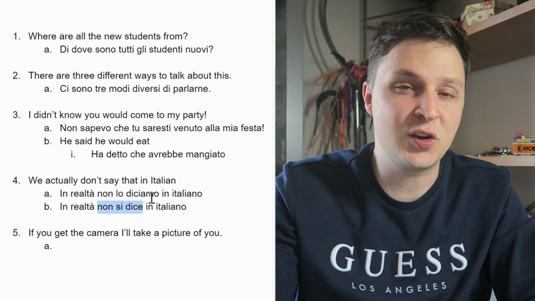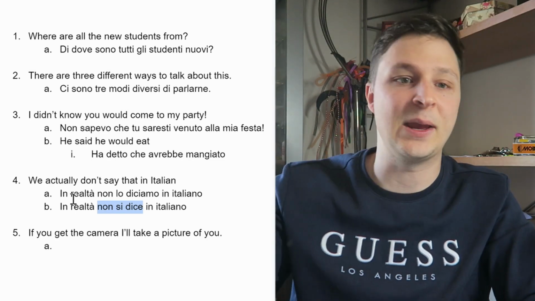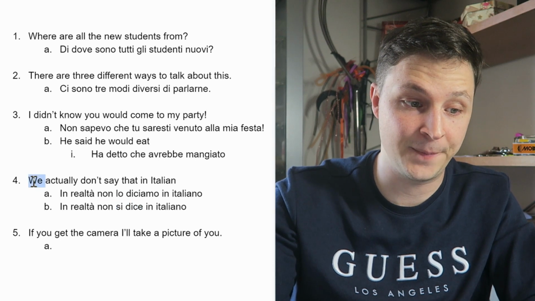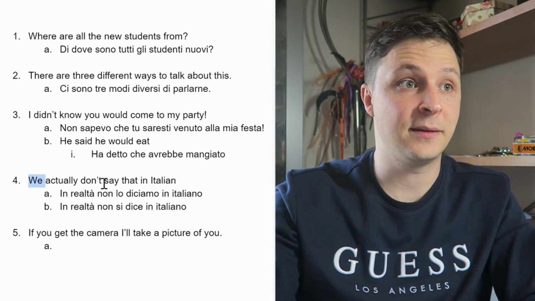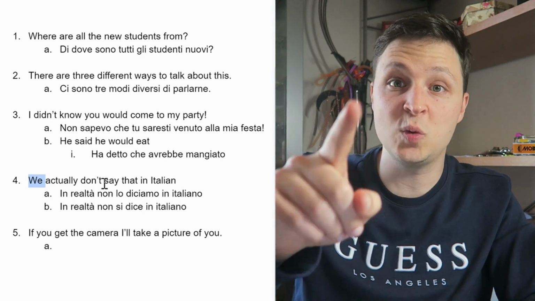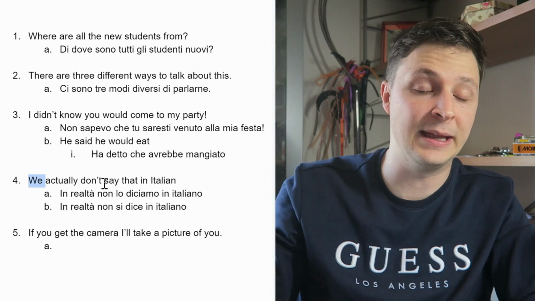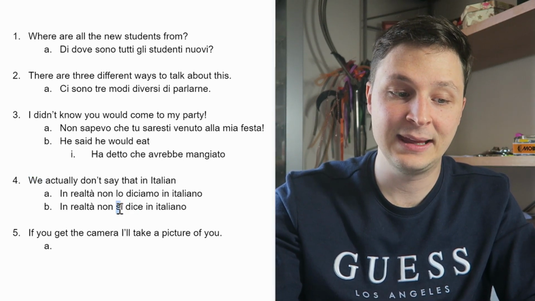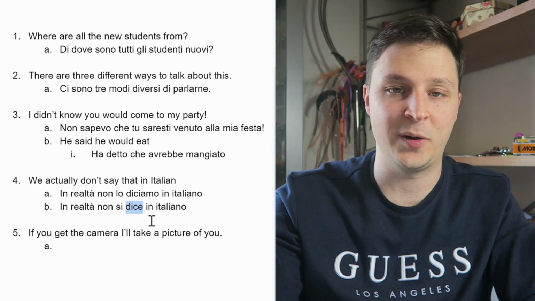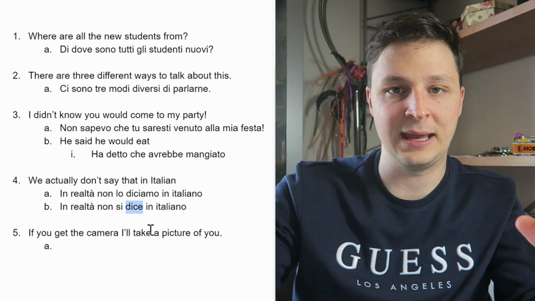So in English, we don't use this impersonal too much. We just say you, or maybe we even say we, like in my example here. In Italian, they just say one doesn't say it. So you don't do that is non si fa. Like one doesn't do that. The impersonal in Italian, you use a si, and then you use the third person of the verb. So non si dice, you don't say it.